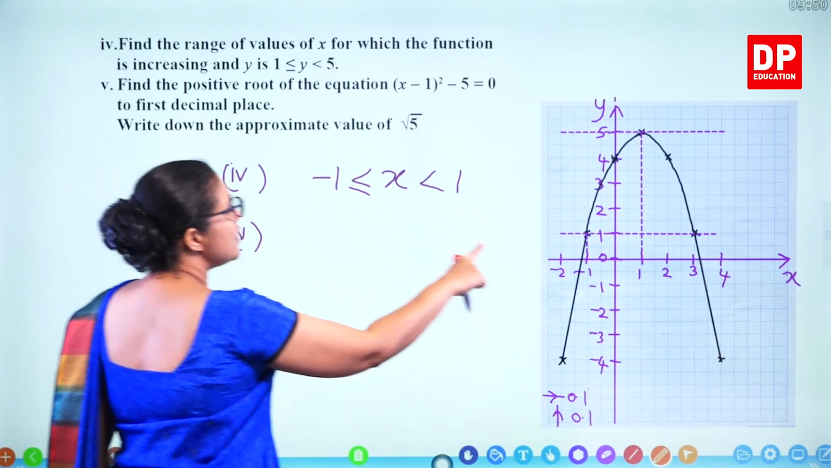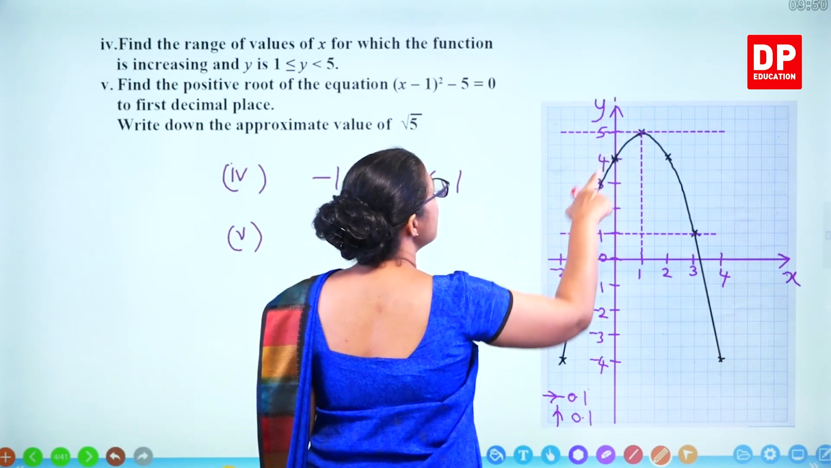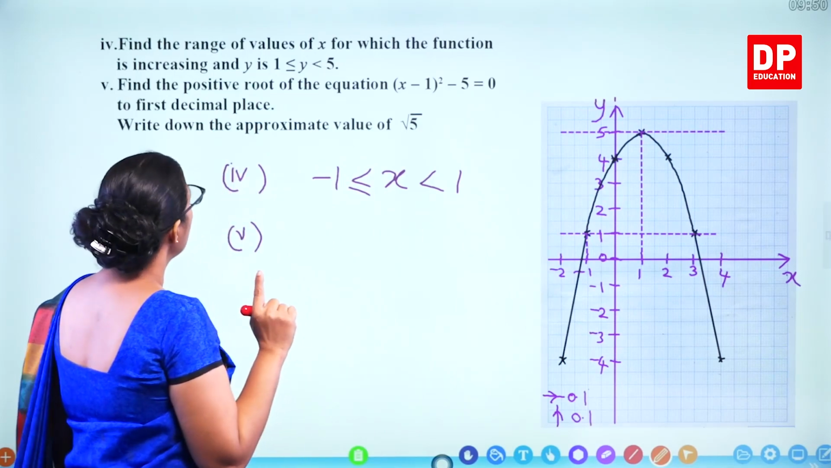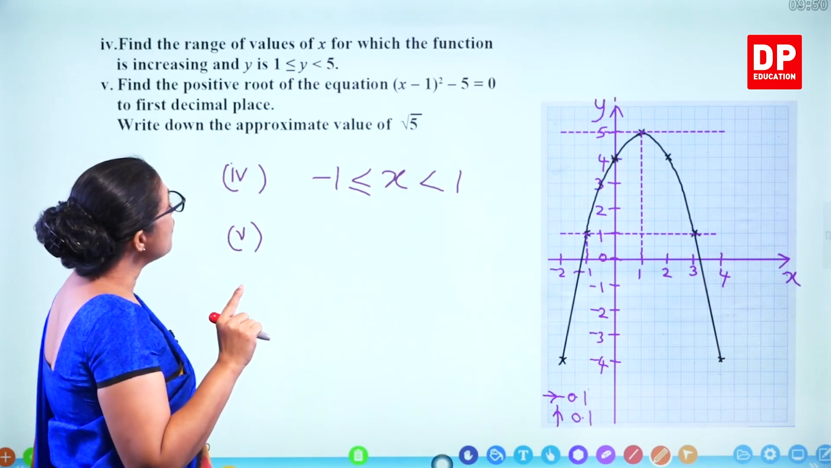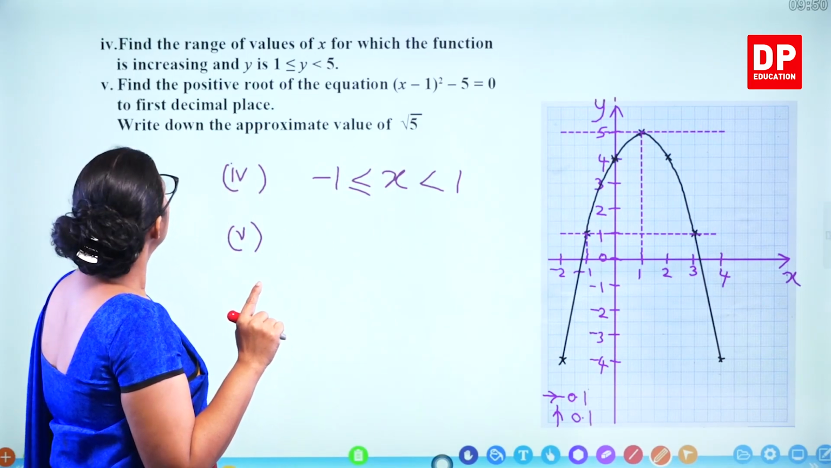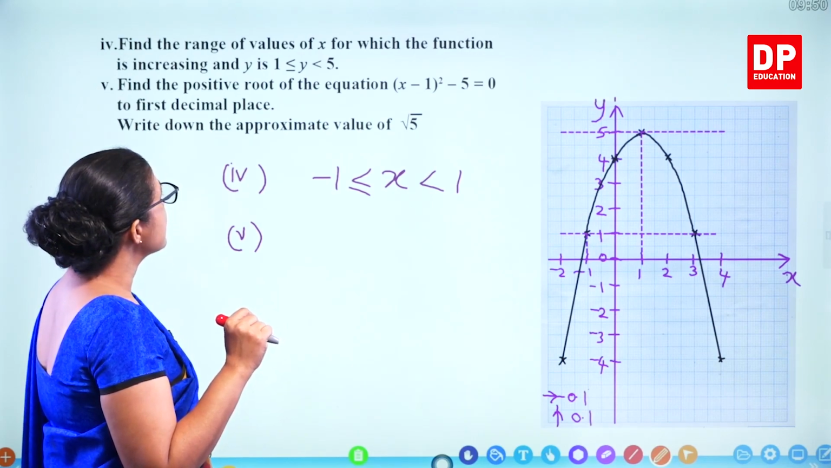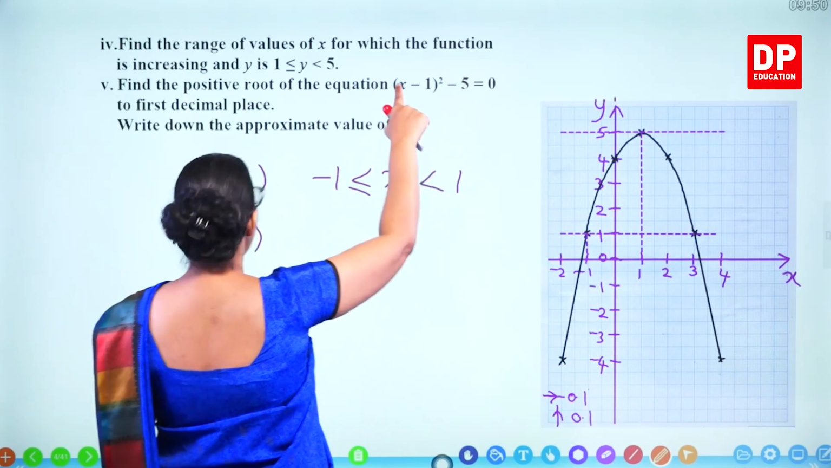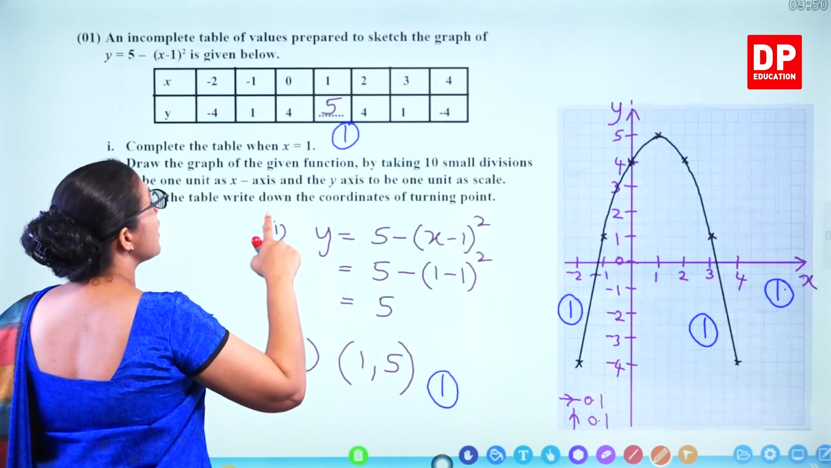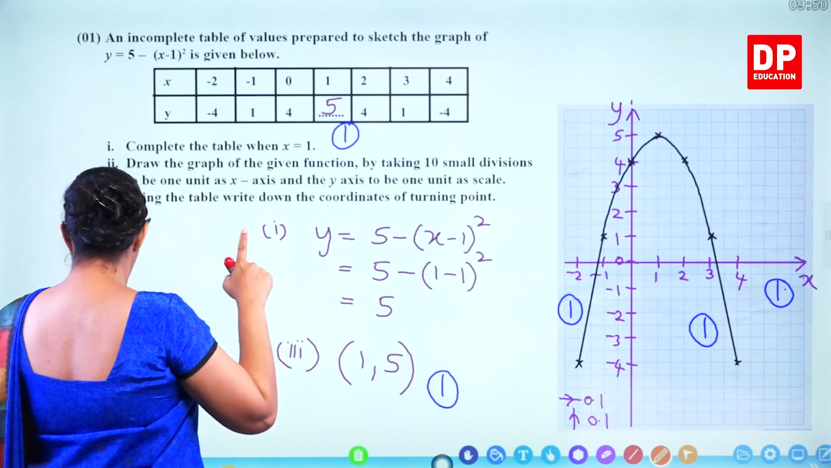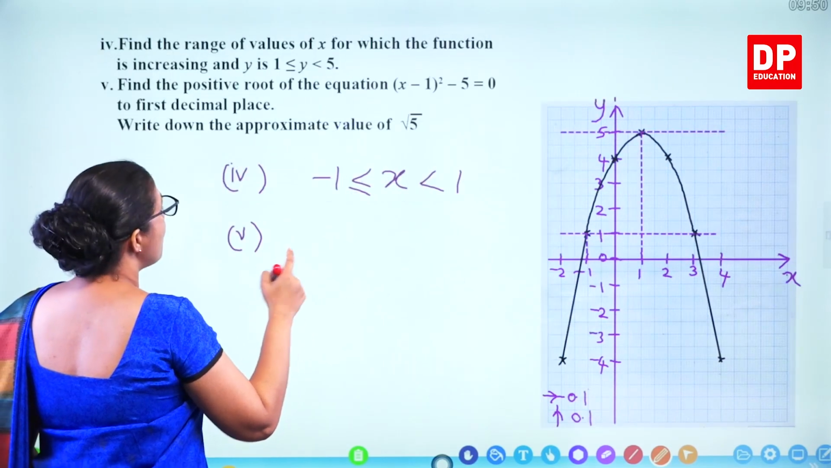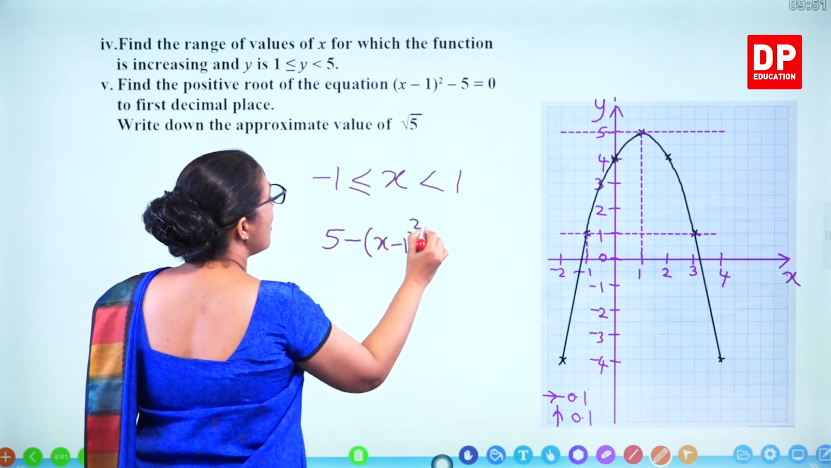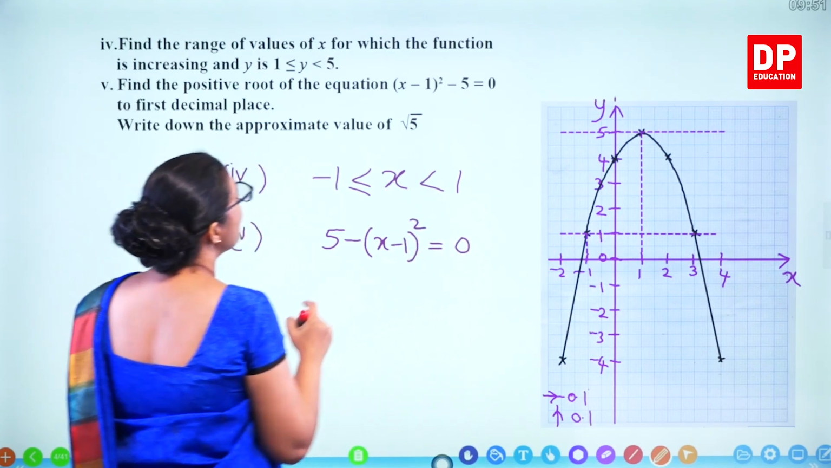And here, why did we take here to here? This is increasing, not this value. Decreasing is this one. And 5th part, find the positive root of the equation to first decimal place. So this is the graph we drew. Just check it. 5 minus x minus 1 squared equals 0.